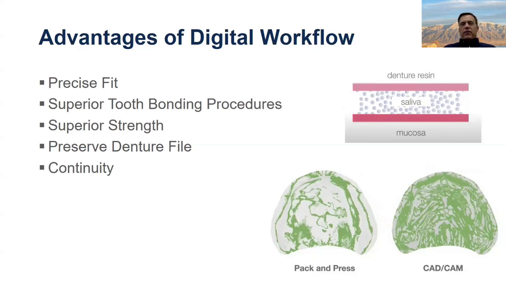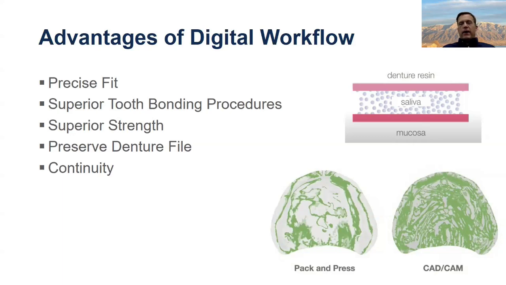The first thing is the fit. On the bottom right, you see an image of a CAD/CAM denture and a pack and press denture. And the green areas are areas of perfect adaptation. We often think of dentures as being retained by suction, but what it really is, is accuracy of fit. So a well-fit denture is going to have more retention than one that doesn't fit quite as well.